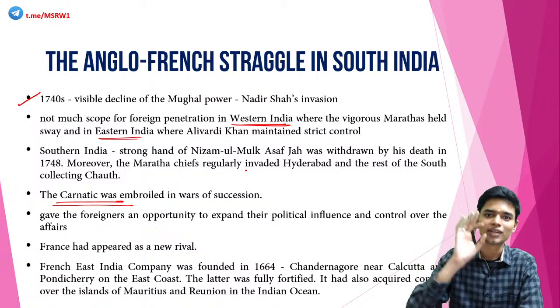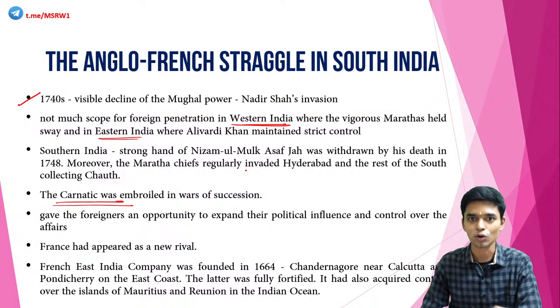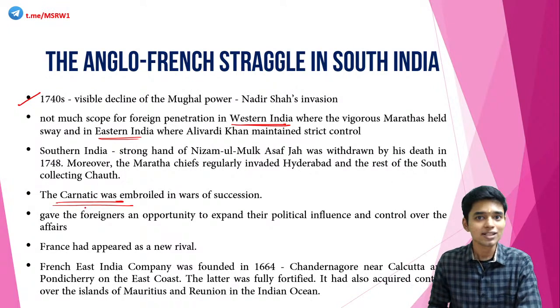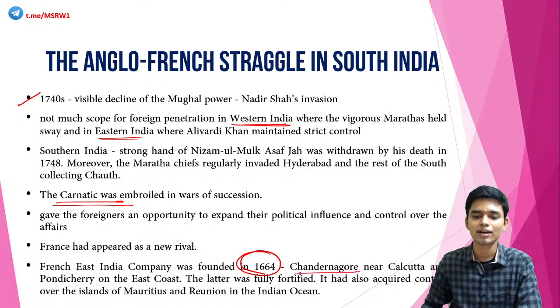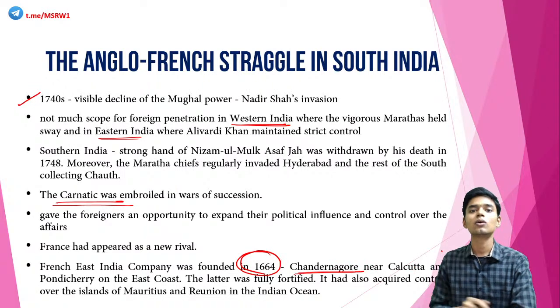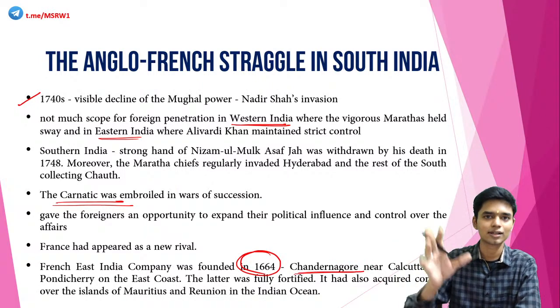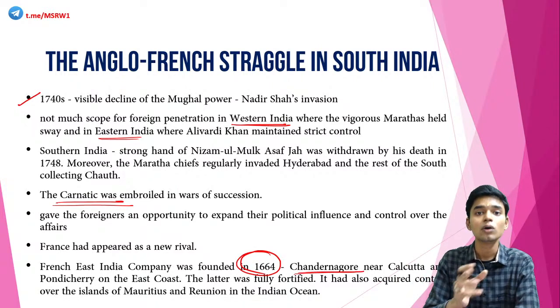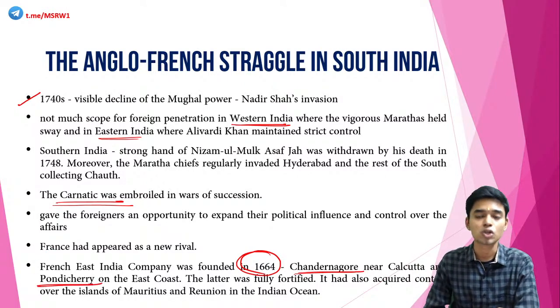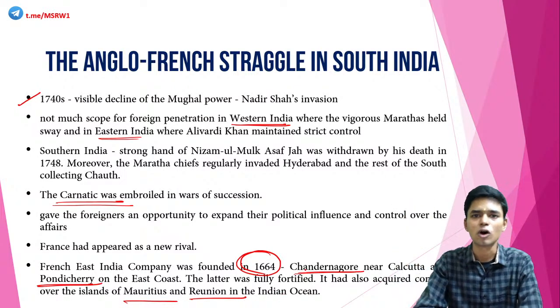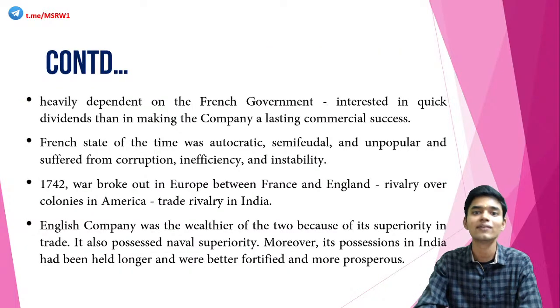So France also came to India, and they started to establish their stronghold against the British. The French East India Company was founded in the year 1664, and they established their company at a place called Chandranagore near Calcutta. English factory was in Calcutta, French factory was in Chandranagore. Also, they established a fort in Pondicherry, which was also a strong French foothold. Also, they managed to capture Mauritius and Reunion Islands in the Indian Ocean. So the French were also a very strong, powerful power around those times. English and French were the two important foreign rivals at that time.